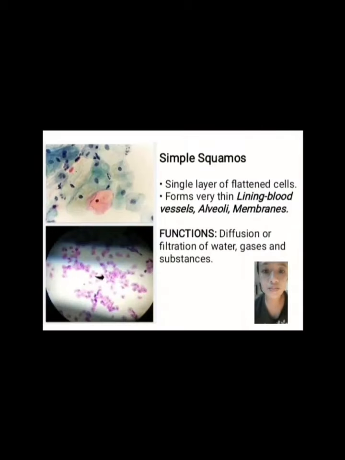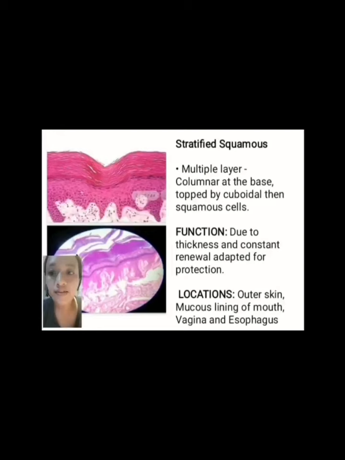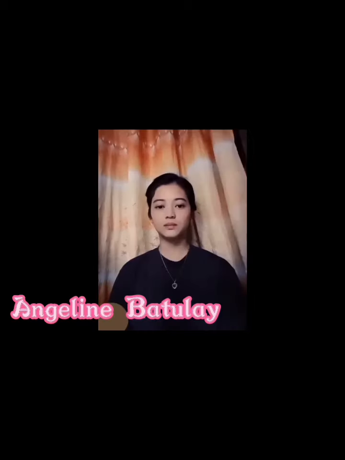simple squamous epithelium. The main location is the air sacs of the lungs or the lining of the heart and blood vessels. The main function is to allow materials to pass through by diffusion and filtration and to secrete lubricating substance. Stratified squamous epithelium. The main location is the lining of the esophagus, mouth, and vagina. The main function is protection against abrasion.